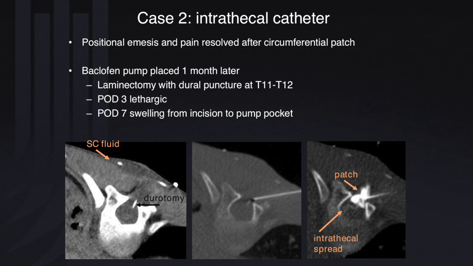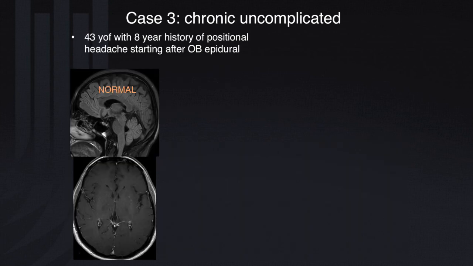And I'm going to skip through this. In the interest of time, we're going to skip over this one and move on to case 3. So this is chronic uncomplicated. This is a 43-year-old female with an 8-year history of positional headaches after an OB for an epidural. And I see our anesthesiology friends shaking their head. This is really common for us. We see this lots, and it's tough, really tough.